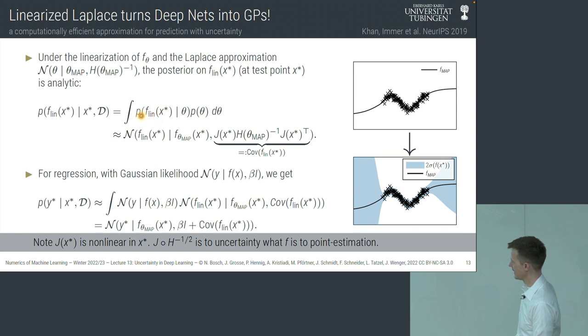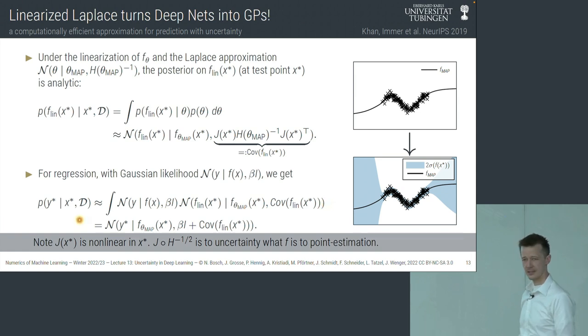if this is linear and this p of y given f is a Gaussian density, because we're doing regression, so the observation likelihood is Gaussian, then this is an integral of a Gaussian against a Gaussian. There is a d theta missing here.